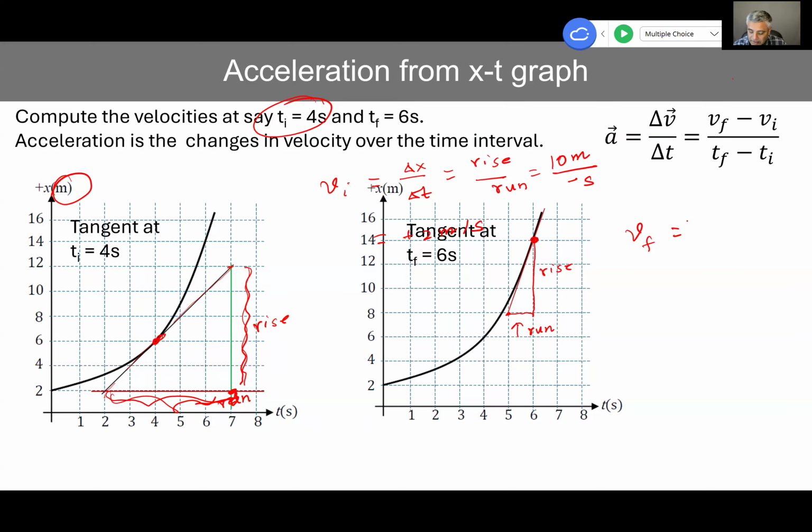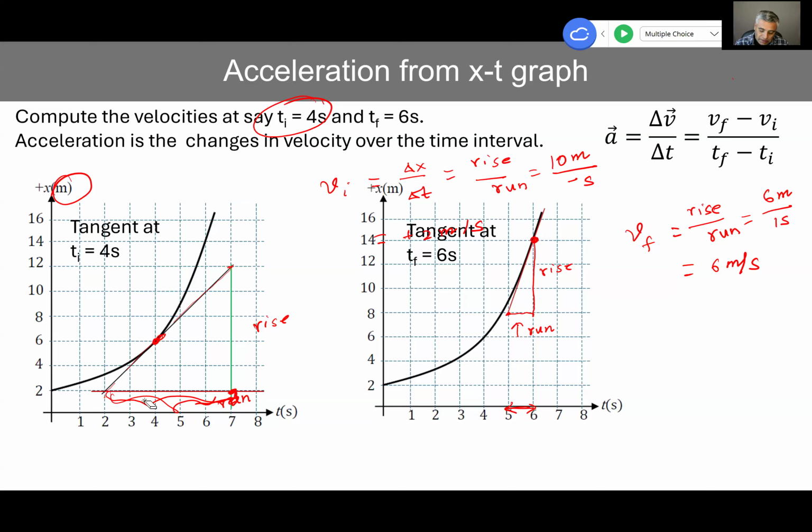So BF is again rise over run. And how much is rise? 14 minus 8 is 6? And the unit is meters. And run goes from 5 to 6. So that means it is just 1 second. So that is 6 meters per second.